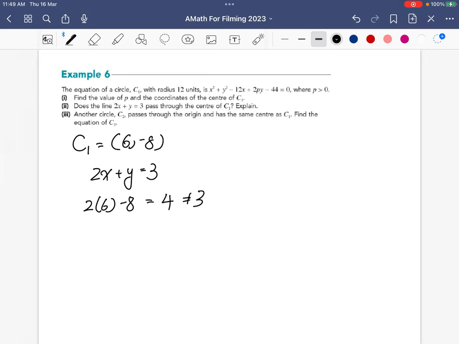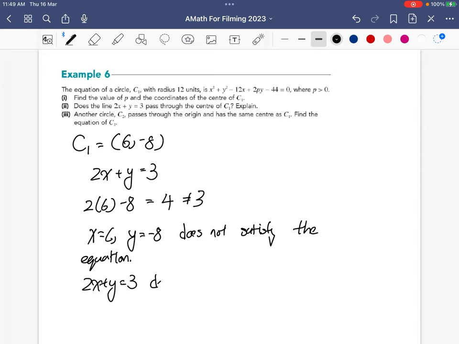Since it does not satisfy the equation, x equals 6 and y equals negative 8 does not satisfy the equation. This implies that 2x plus y equals 3 does not pass through the center. Okay, that is for part 2 itself.